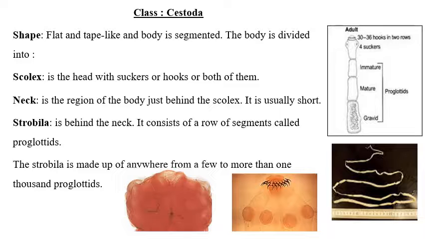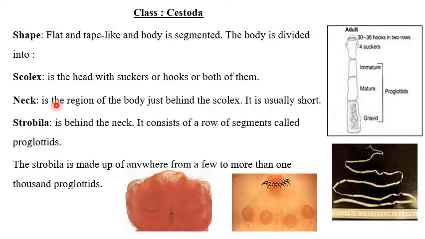We will cover Cestoda, the tapeworm, الديدان الشريطية. General characteristics: the shape is flat and tape-like, and the body is segmented. The body is divided into the scolex, which is the head with suckers or hooks or both of them, as in Taenia solium.